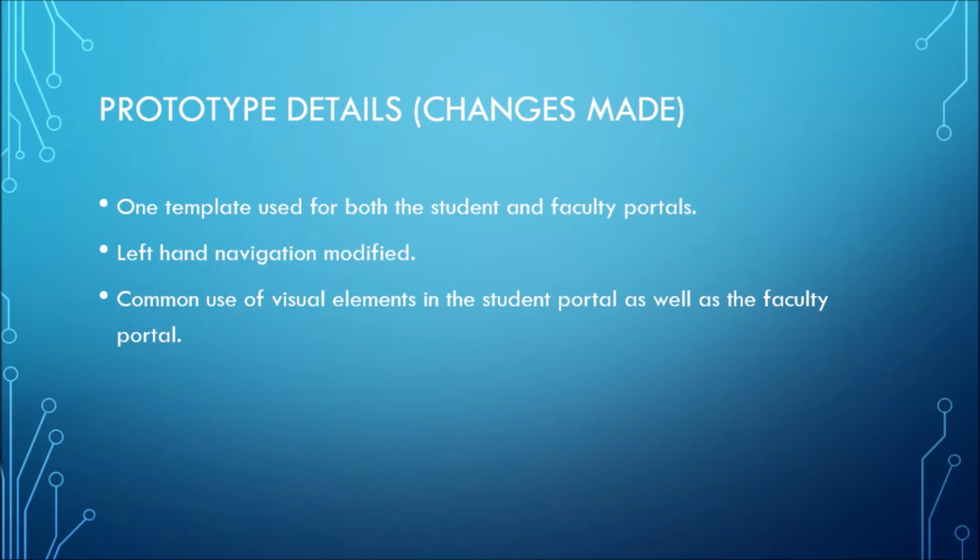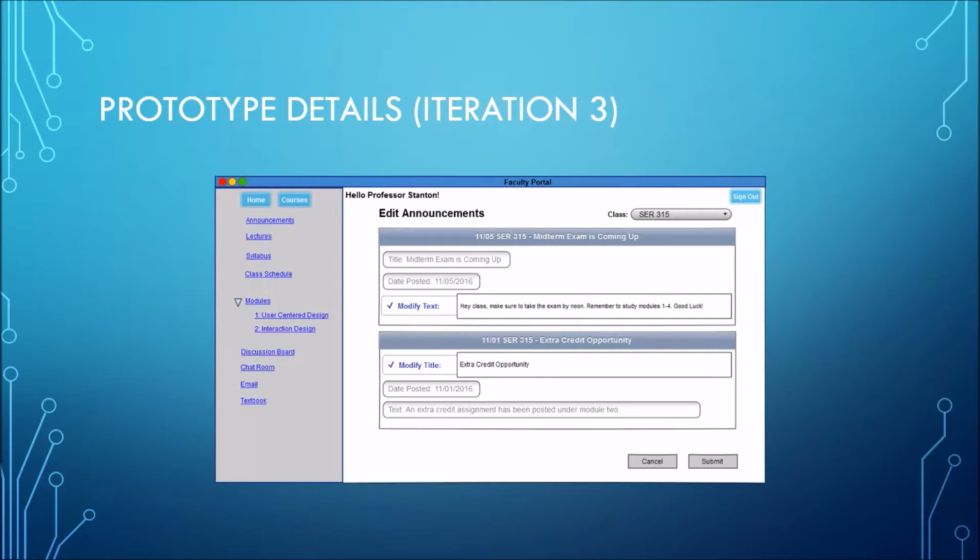And then we used common visual elements in the student portal as well as the faculty portal to make it one cohesive unit. So here's an example of that same edit announcements page from the original faculty portal in iteration 2, and this is a change that we made in iteration 3.